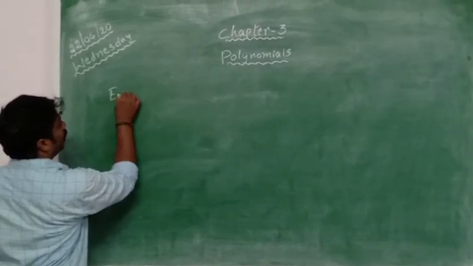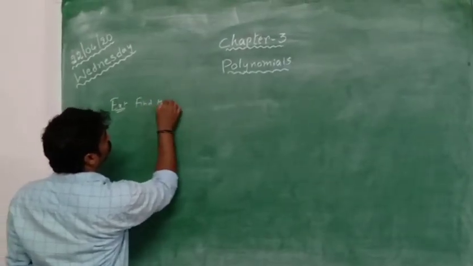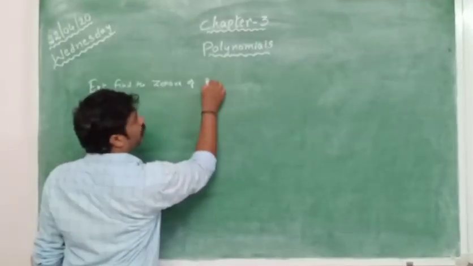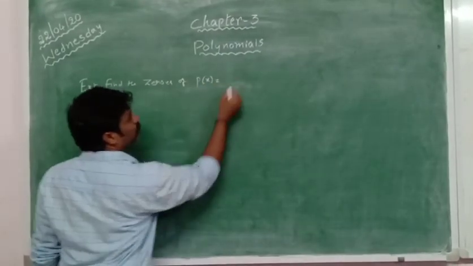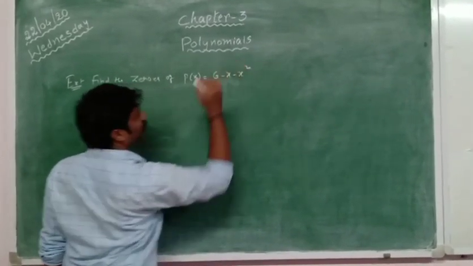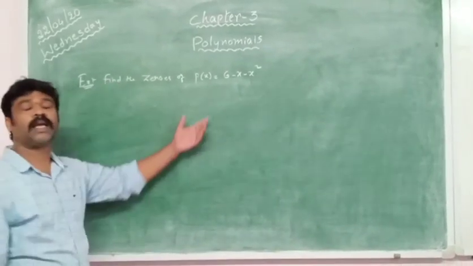So take another example. Find the zeros of p of x is equal to 6 minus x minus x square, by using a graph.